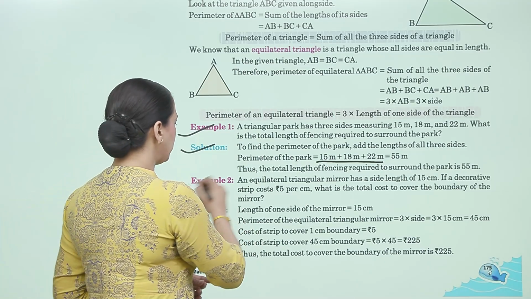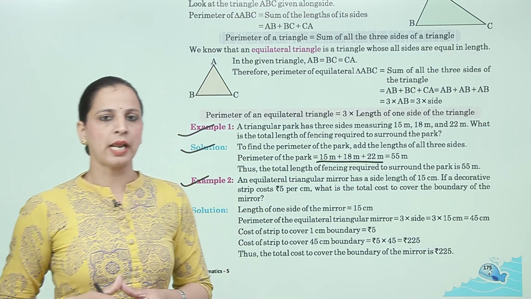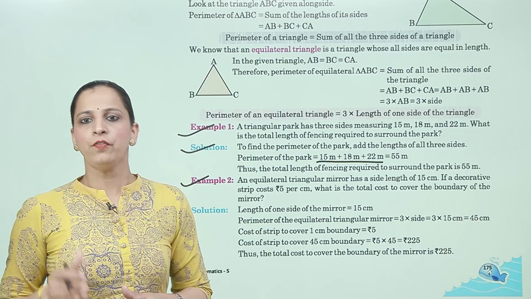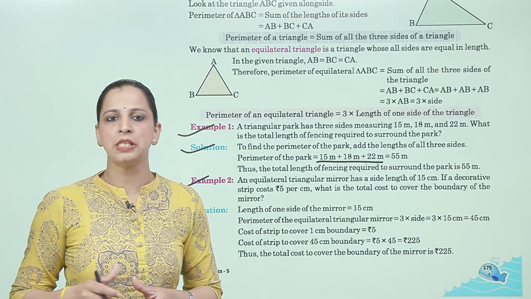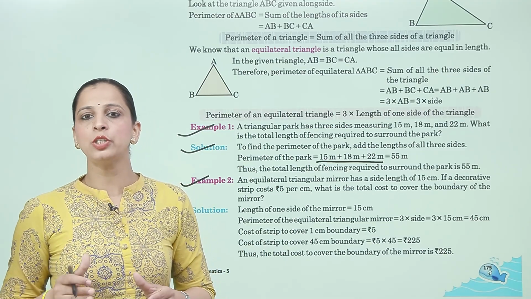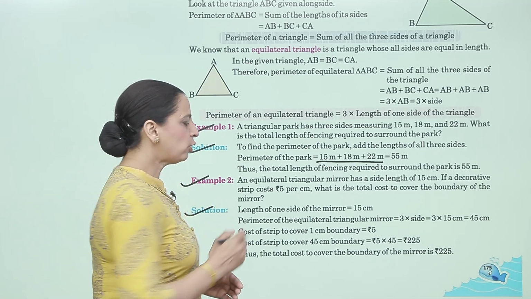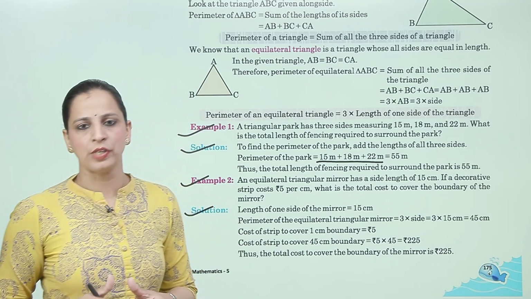Now next, example 2. An equilateral triangular mirror has a side of 15 centimeter. If a decorative strip costs rupees 5 per centimeter, what is the total cost to cover the boundary of the mirror? Now solution, length of one side of the mirror is 15 centimeter.